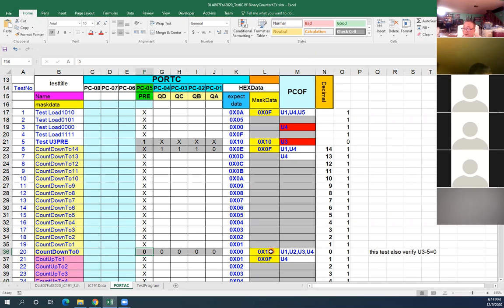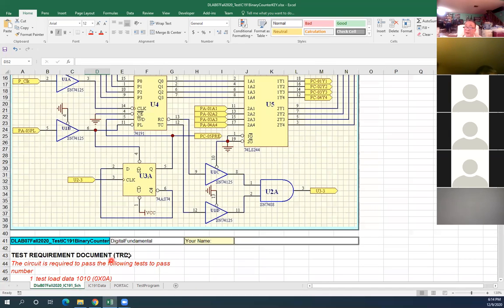And if that fails, okay, let's see, U1, U2, U3, U4, how come? When you test the last one, that means including U3 pin 5. If they fail, okay, they say U1, U2, this guy here, U1C, U1D.